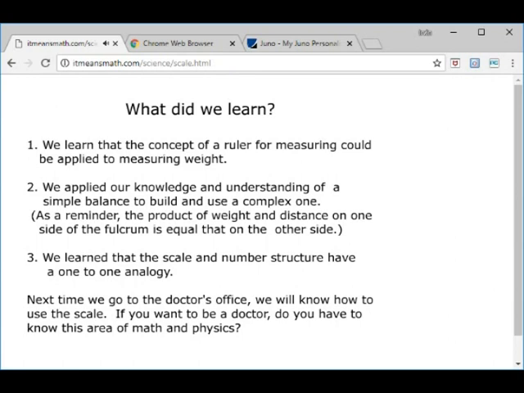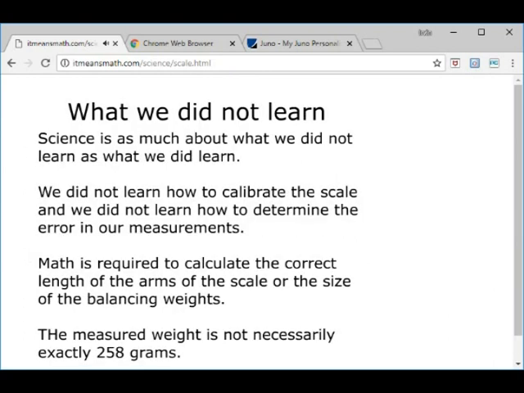As a reminder, the product of the weight and the distance on one side of the fulcrum is equal to that on the other side. We learned that the scale and the number structure have a one-to-one analogy. Next time we go to the doctor's office, we will know how to use the scale. If you want to be a doctor, you have to know this area of math and physics.